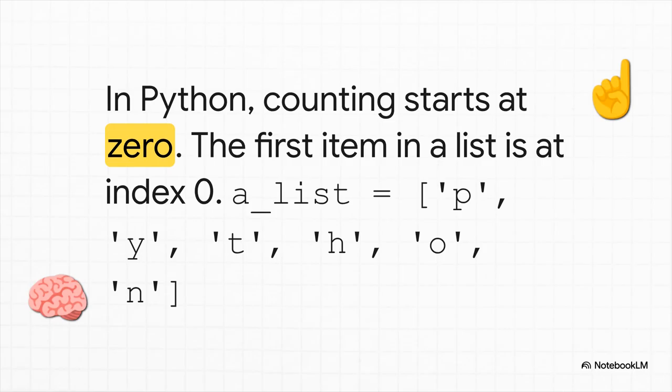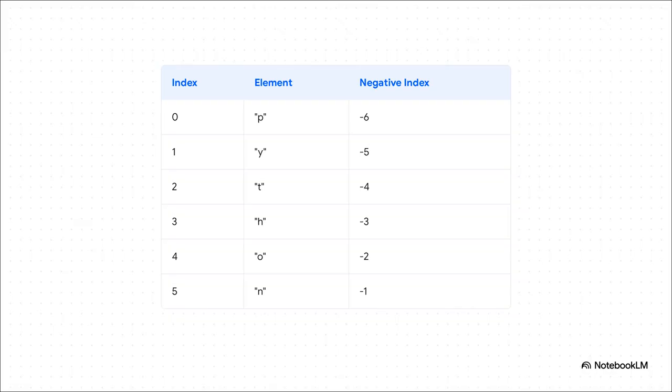Counting always starts at 0. So the very first item is at position 0, the second is at position 1, and so on. I know, it feels a little weird at first, but trust me, you'll get the hang of it in no time. You can really think of it like this table.